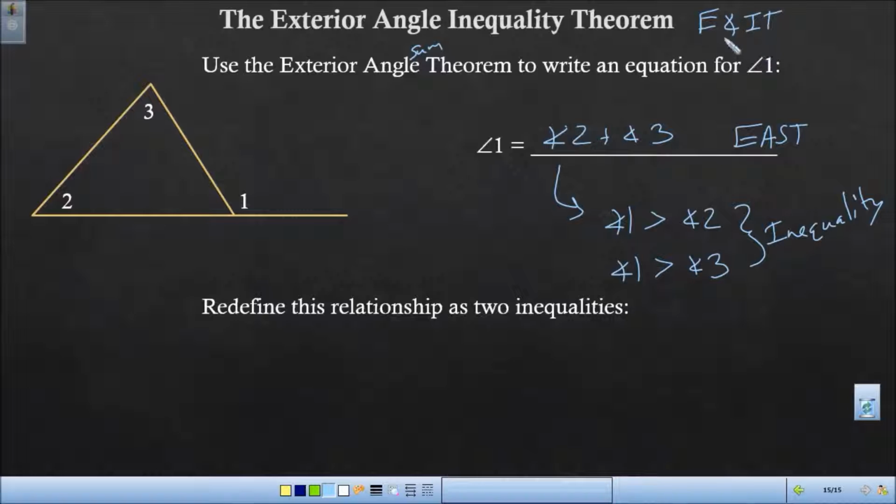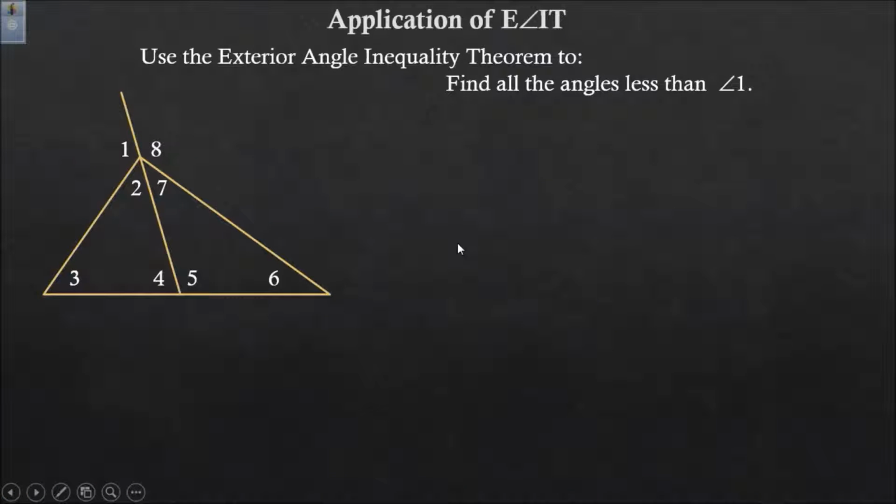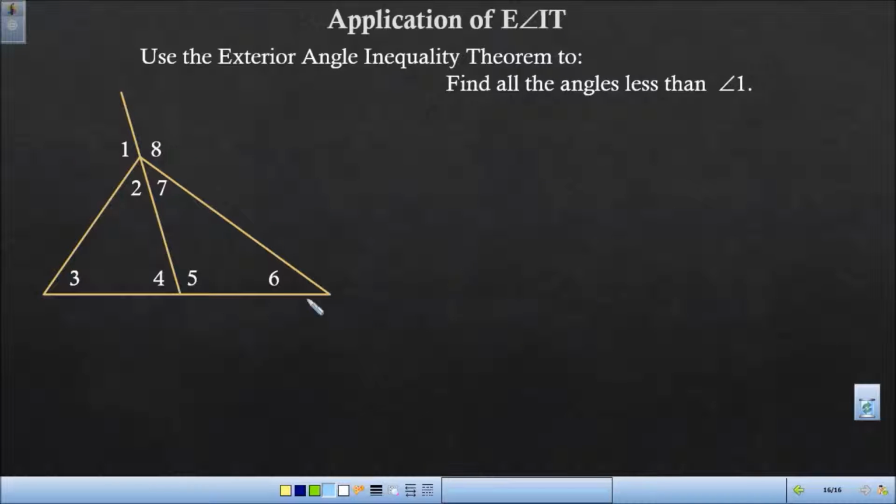To me, this says exit. So that's just another fun way of remembering that there is such a theorem: exterior angle inequality theorem. We can apply the exit theorem, and indeed we do in your homework quite frequently, to find all the angles that are less than angle 1. So the goal here is to only use the exit theorem and nothing else. So you don't look at angle 1 and say, hey, it's obtuse, it must be bigger than all the acute angles. Okay, that's not allowed.